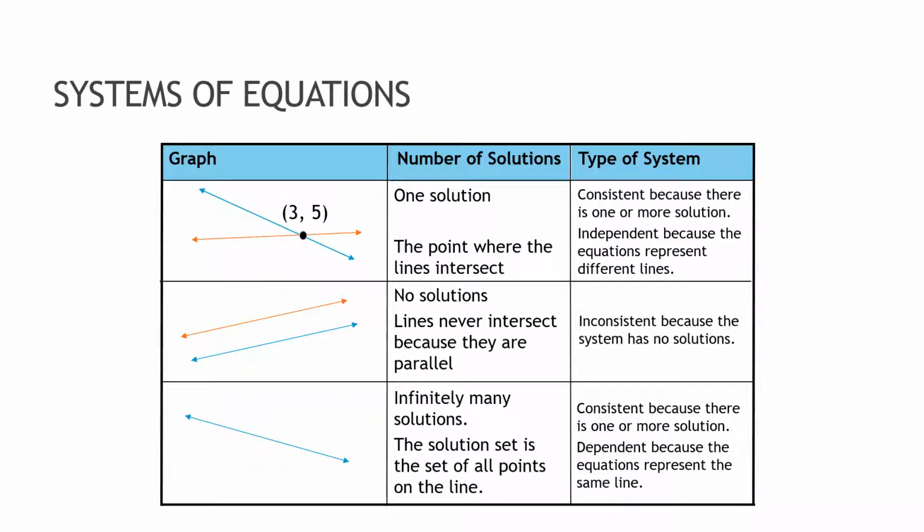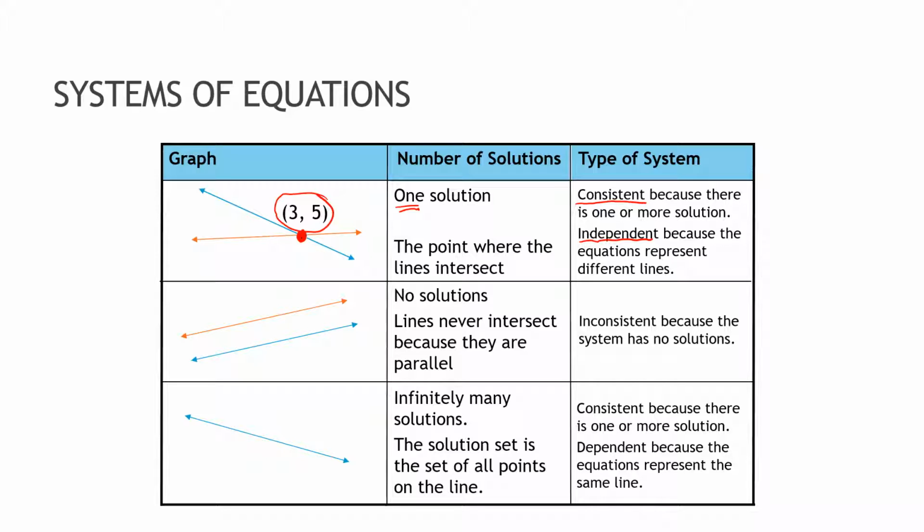So when we're dealing with just two lines, which is where we'll start, we are going to have three different possibilities. Those possibilities are, like we just looked at, that our two lines cross at exactly one point, and that point is the solution to our system. So this number of solutions is just one, and that solution is the point where those two lines intersect. This is called a consistent solution because there's one or more solutions. And it's called independent because both of those lines are different.